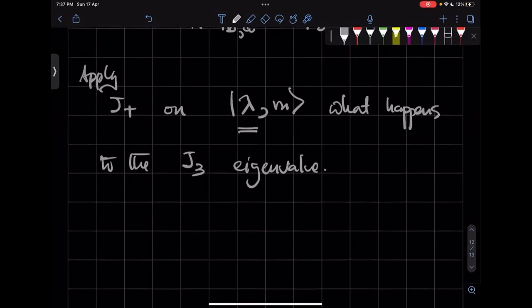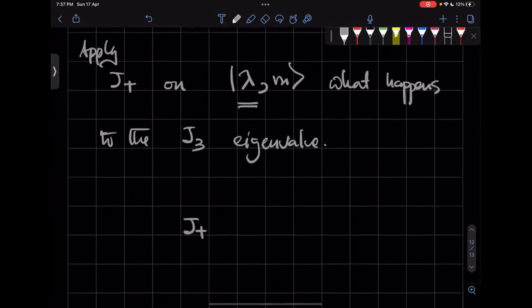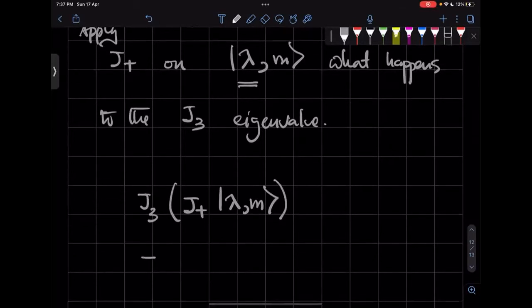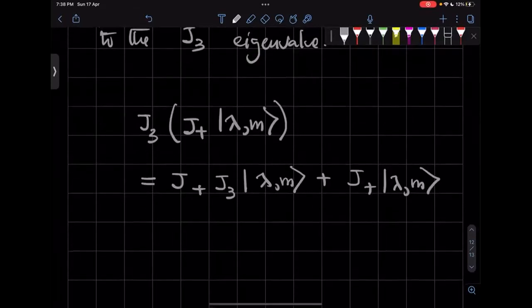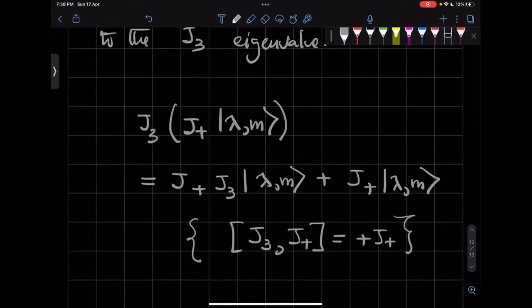Okay, so let's first apply J plus on this state, and then apply J3 to figure out what the eigenvalue of the resulting state is. But this, we can use one of the commutation relationships to write as J plus J3 lambda m plus J plus lambda m. Okay, so what are we using? We are using the commutation relationship where we have J3 and J plus is equal to plus of J plus.